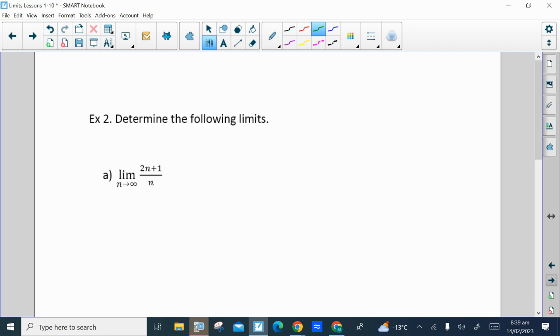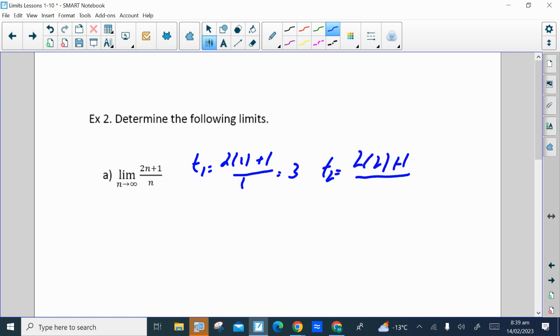So we're asked to find the value of these limits. As n gets bigger and bigger and bigger, what's happening to 2n plus 1 over n? So we can do the same thing as we did on the previous one. The first term will be when n is 1. 2 times 1 is 2, plus 1 is 3, over 1 is 3. Term 2 will be when n is 2. 2 times 2 is 4, plus 1 is 5. 5 over 2, or 2.5.